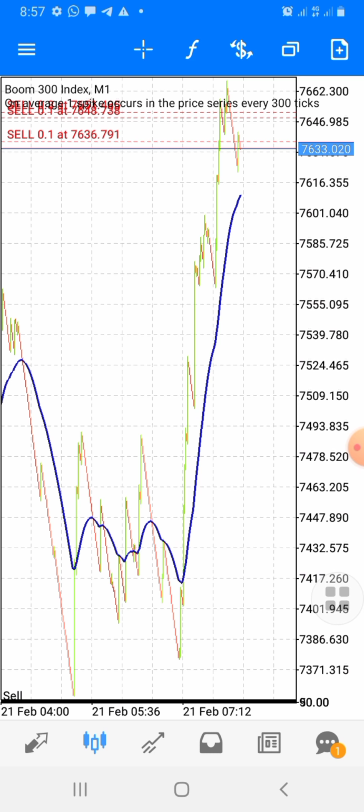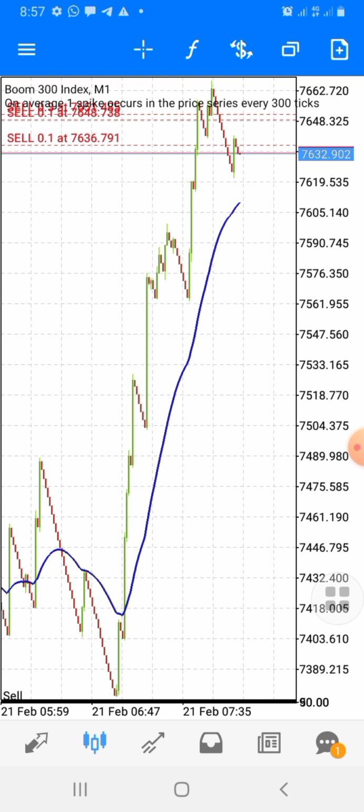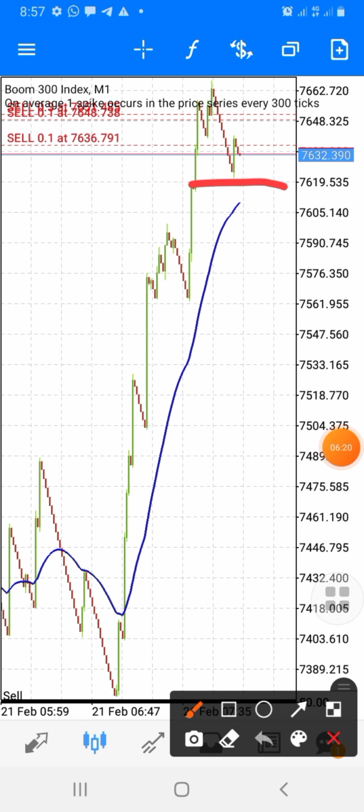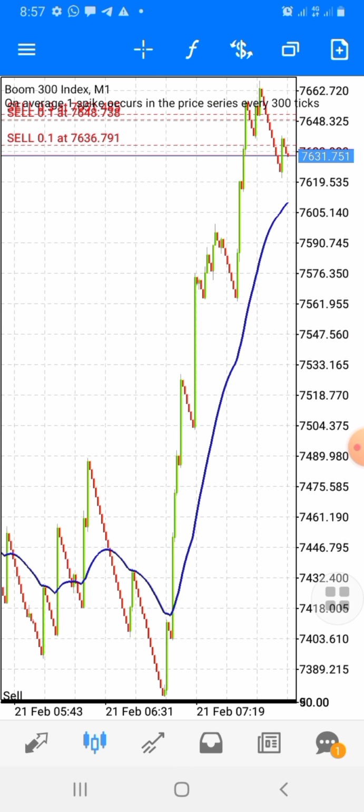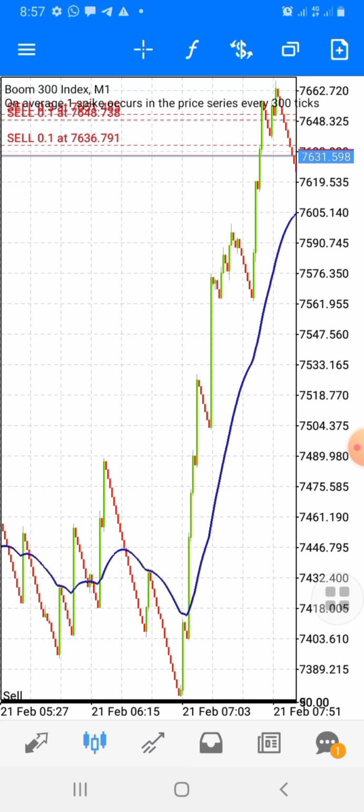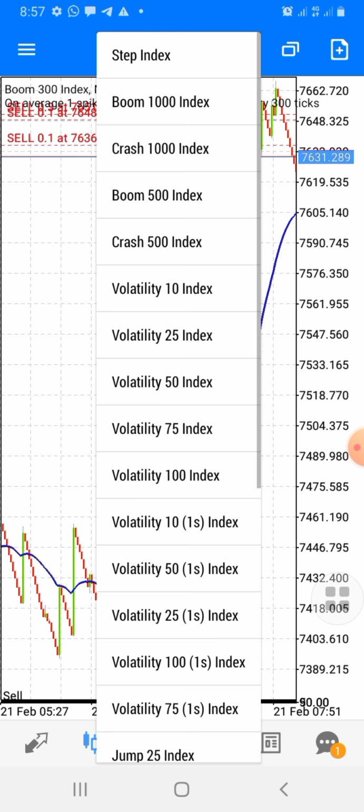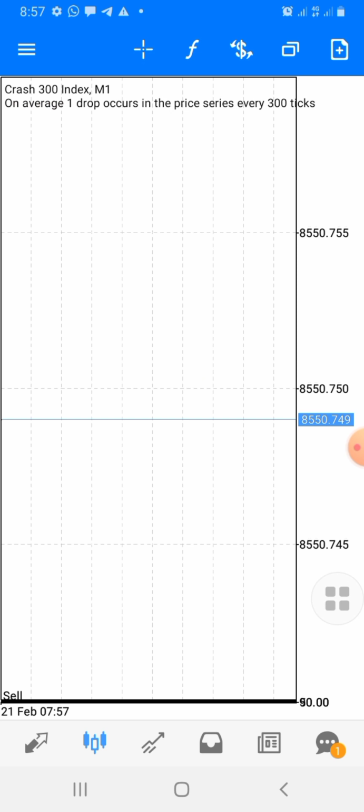Even though at this point, if you are a scalper, you can scalp this market, and your first TP is this small arrow here, second TP should be somewhere here, third TP something like this. These are the scalper take profit regions. Now let us check other pairs. Since we have seen this one, let's check Crash 300 to see what is happening there.